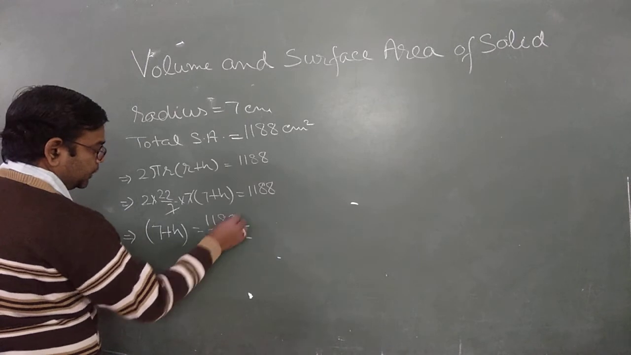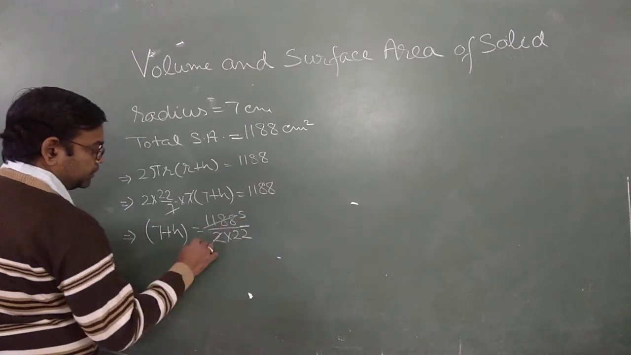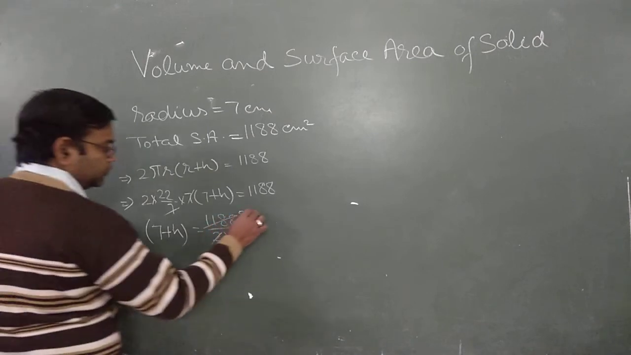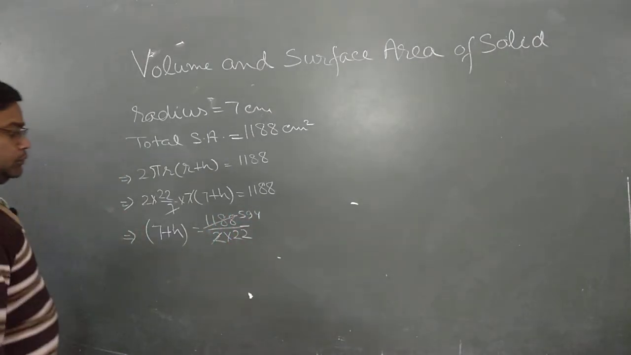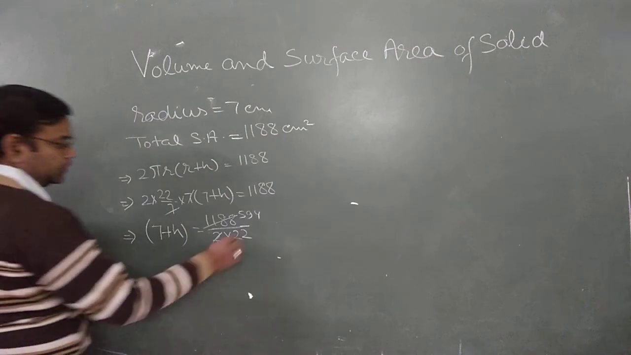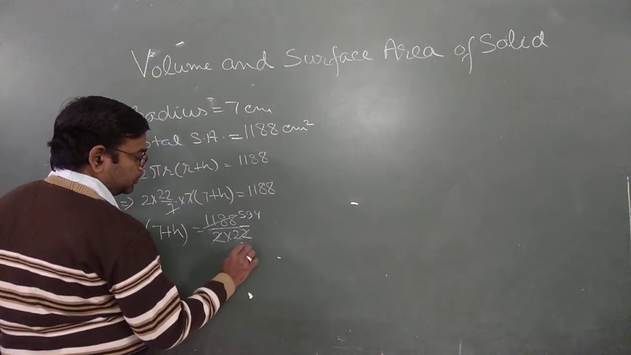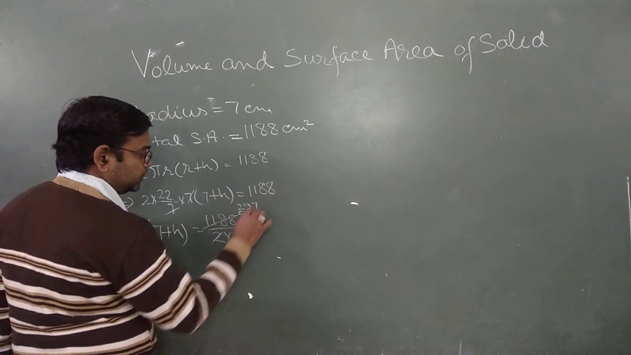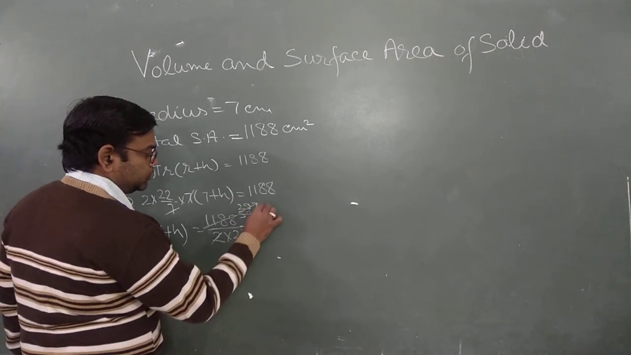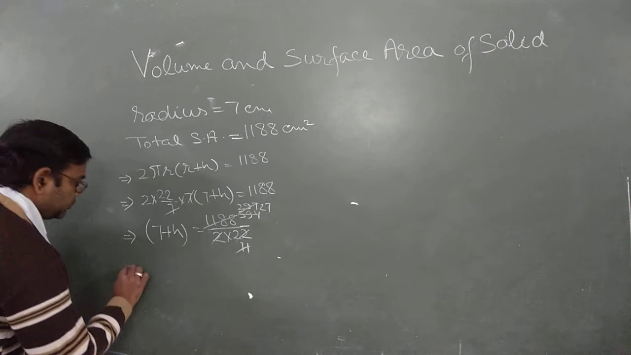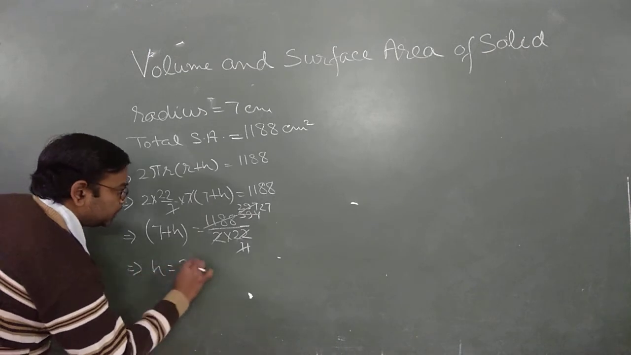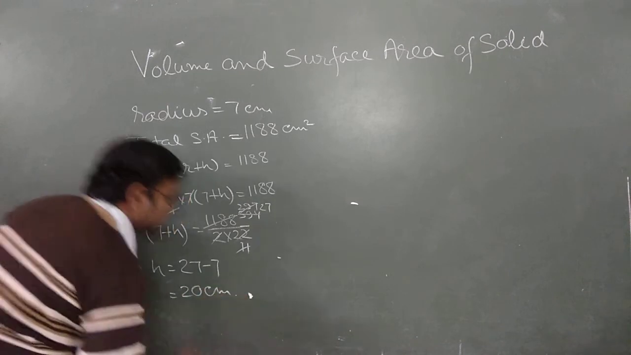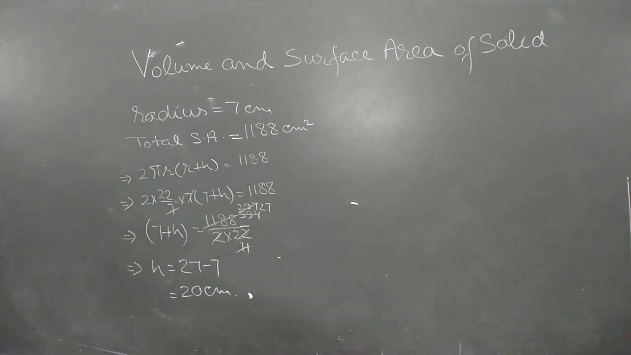So try. 2 fives are 10, 2 nines are 18, and so on. So ultimately what we have, h equals 27 minus 7. It's 20 centimeter. This is the height and this is the answer for you.